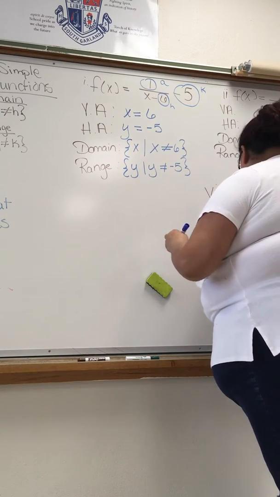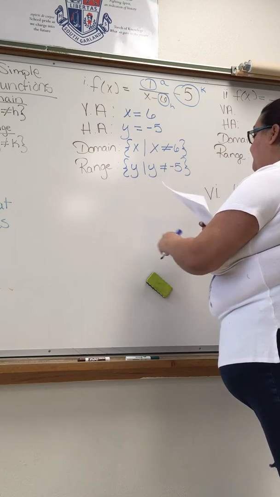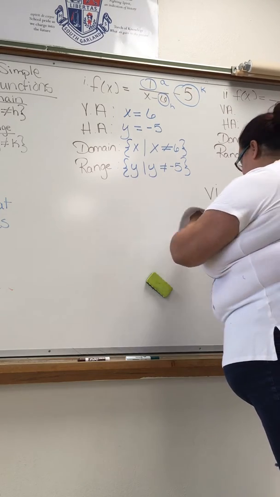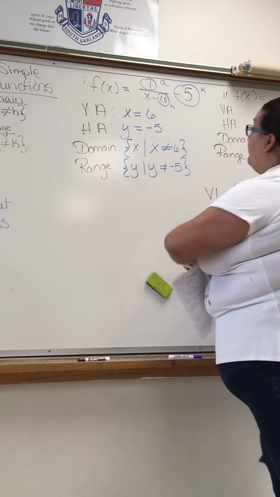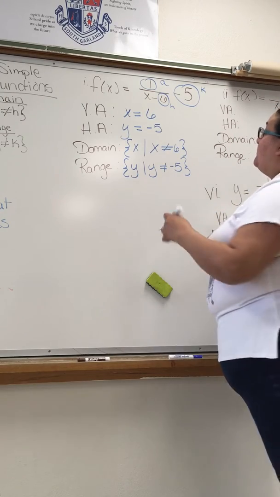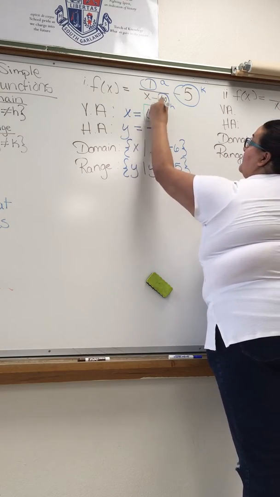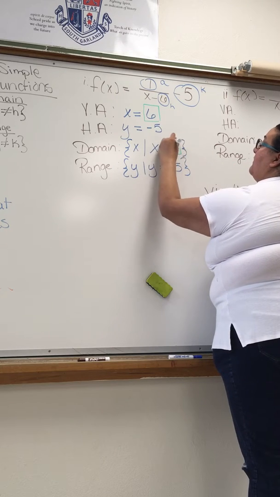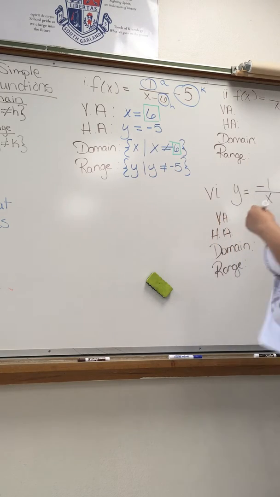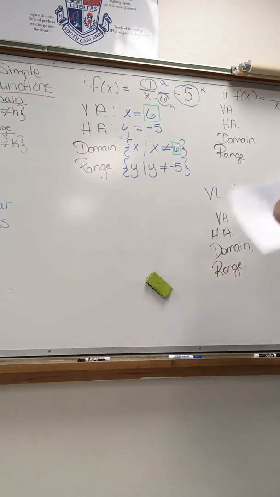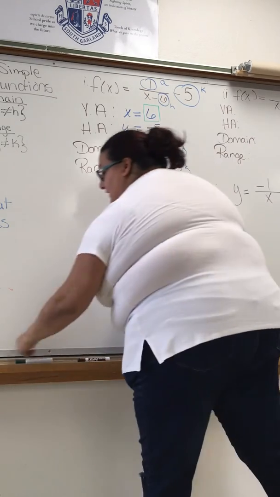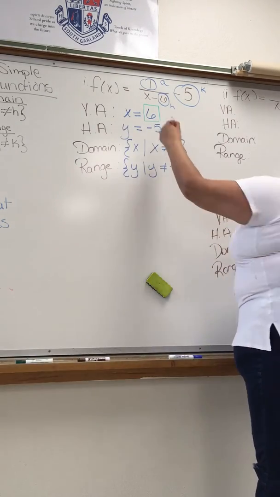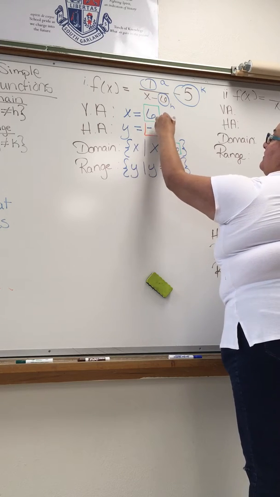Okay, so the next thing that we want to do is, so really quick before I move forward, I just want you to see that this 6 went right here, and then the negative 5 came from the horizontal asymptote.